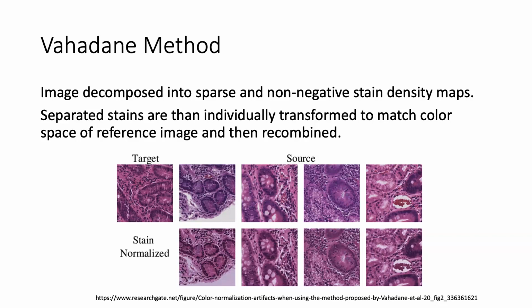This method typically works well with staining methods that use multiple colors like H&E, which stands for hematoxylin and eosin. But it is compatible with periodic acid Schiff as well, which is what the data set that I'm working with is represented in. So once we have achieved separated stain maps, they're then transformed to match the color space of a reference image.